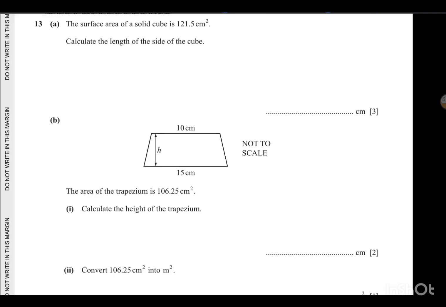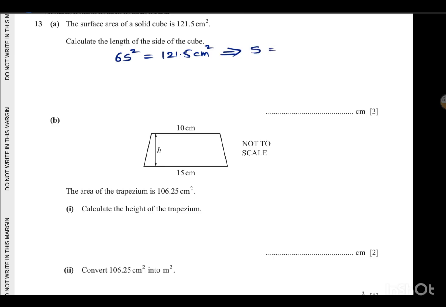Question number 13. The surface area of a solid cube is 121.5 centimeter square. Calculate the length of the side of the cube. So the total surface area of the cube will be represented using 6 into side square. So that is equal to 121.5 centimeter square. Using this, find out S.